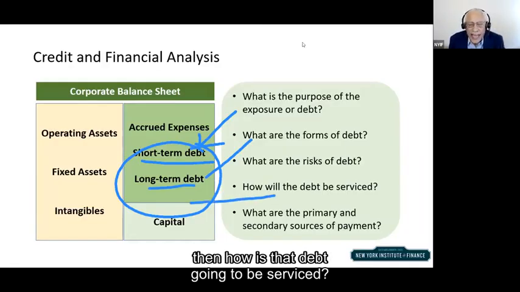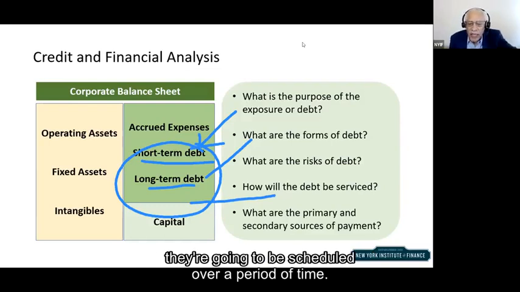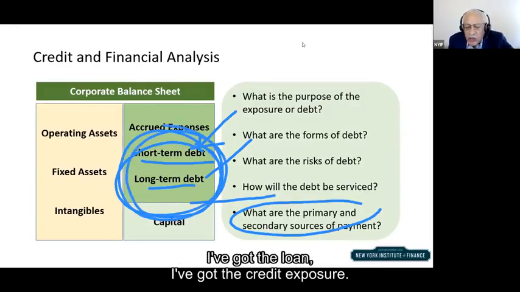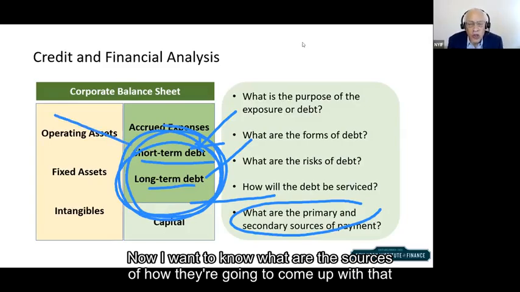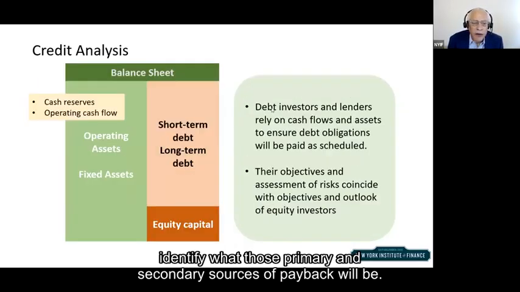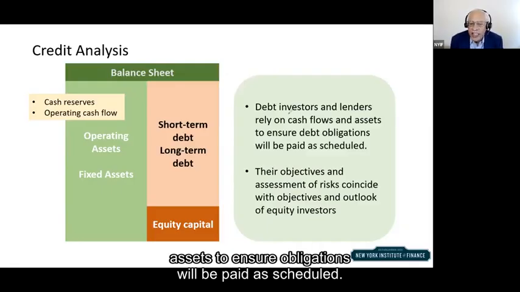And then how is that debt going to be serviced? Of course, that's going to be related to principal and interest payments, and they're going to be scheduled over a period of time. As I just talked about, I've got the debt, I've got the loan, I've got the credit exposure. It now appears on the balance sheet. Now I want to know what the sources are of how they're going to come up with that payment. Again, that's part of the credit analysis for the analyst to identify what those primary and secondary sources of payback will be.